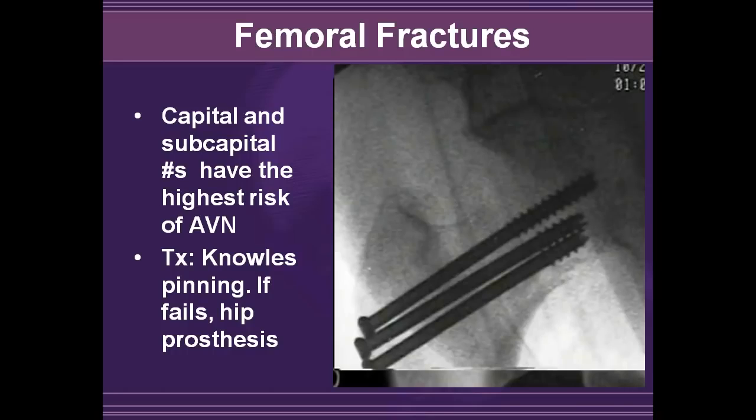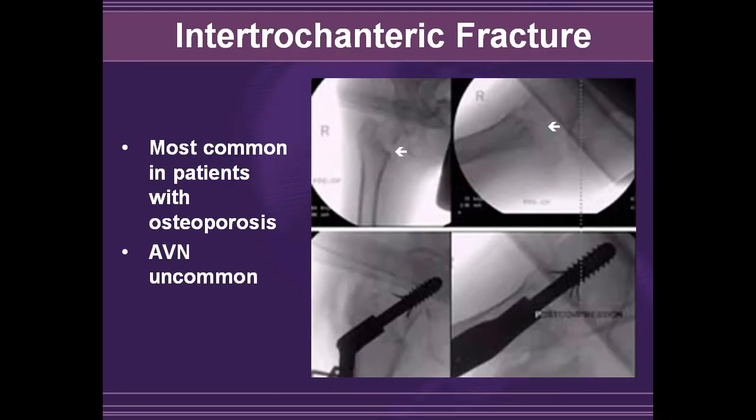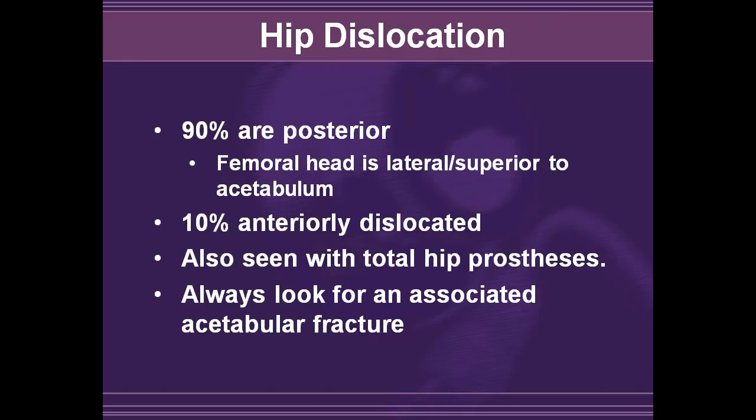So capital and subcapital fractures have the highest risk of avascular necrosis. The subcapital fractures are often treated with cannulated pins, also called Knowles pins. If this fails, patients often have to have a prosthesis. Intertrochanteric fractures occur most commonly in patients with osteoporosis. AVN is uncommon, and this is usually treated with a dynamic hip screw, as you see on these images.